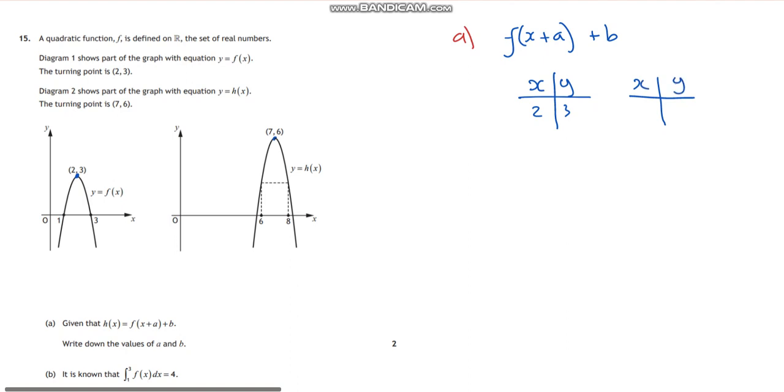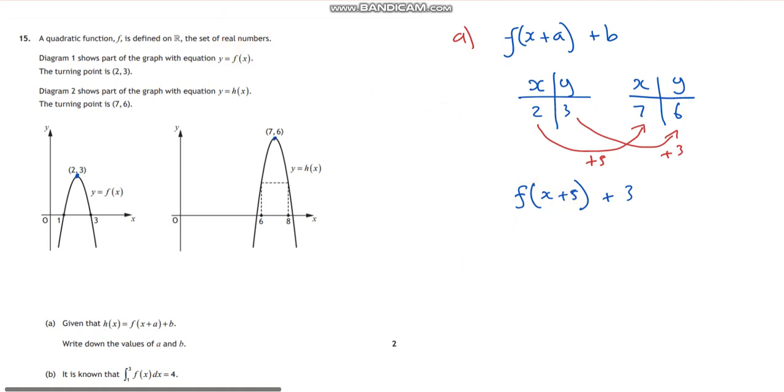So usually we have to work out the last point, but this time they've told us it. Okay, so how did I get from 2 to 7? Well, I've added on 5. How did I get from 3 to 6? Well, I've added on 3. So you would think then that that's f(x + 5) + 3, and you'd be half right, because like I said, you need to do the opposite in here.